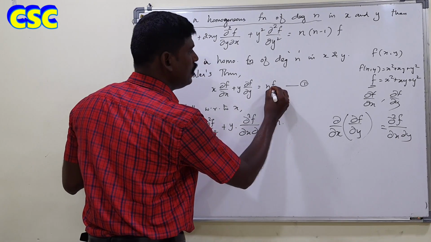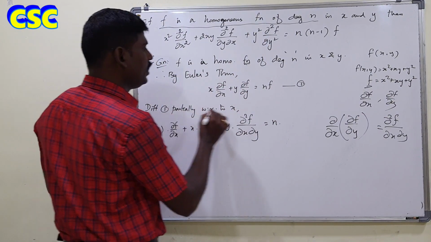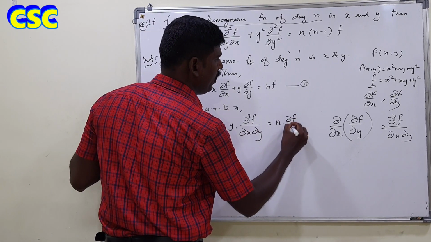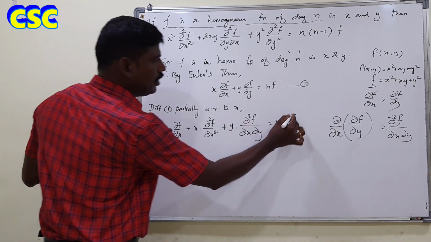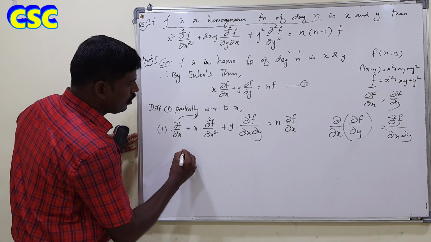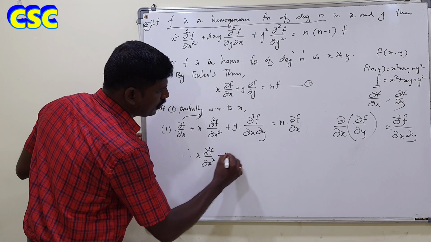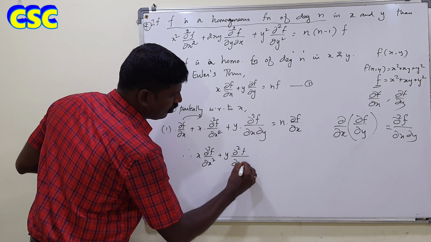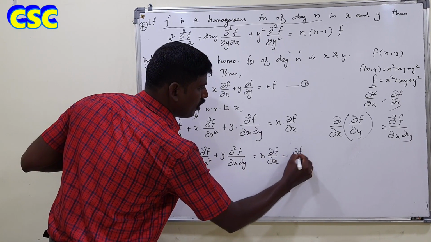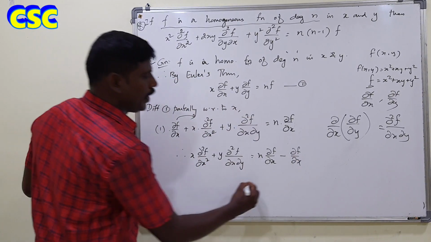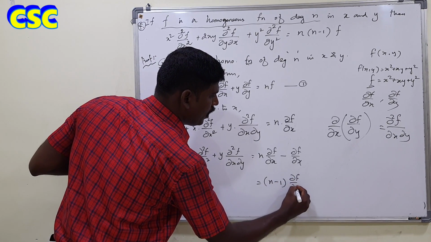So what is on the right hand side? n is also a constant. So f cannot be 0. Why? f is the combination of x and y. So differentiating f with respect to x partially, it becomes dou f by dou x. Now this is also dou f by dou x, and this is also dou f by dou x. Taking this term to the right hand side, what you will get? x into dou square f by dou x square plus y into dou square f by dou x dou y equals n into dou f by dou x minus dou f by dou x. This goes to the right hand side, so it becomes minus. We can take dou f by dou x as common, so it becomes n minus 1 into dou f by dou x.